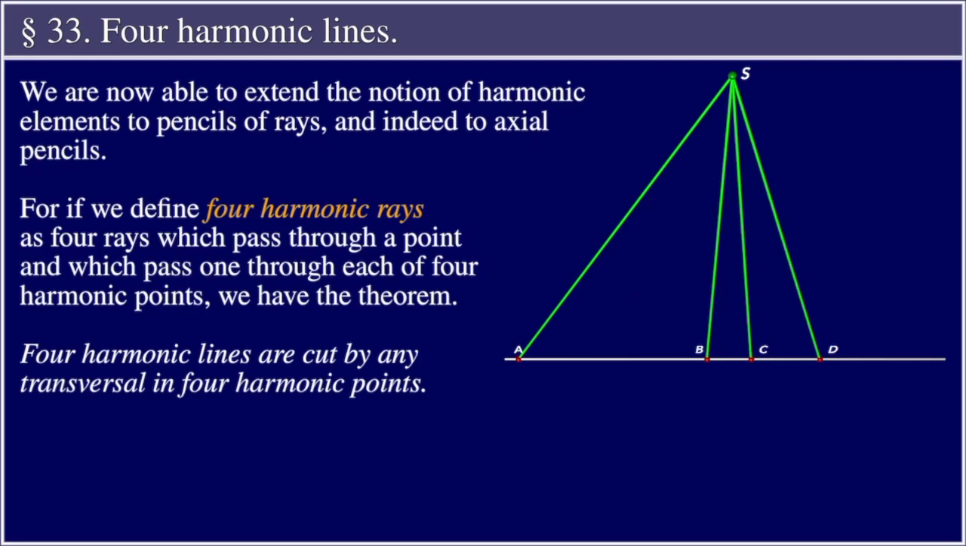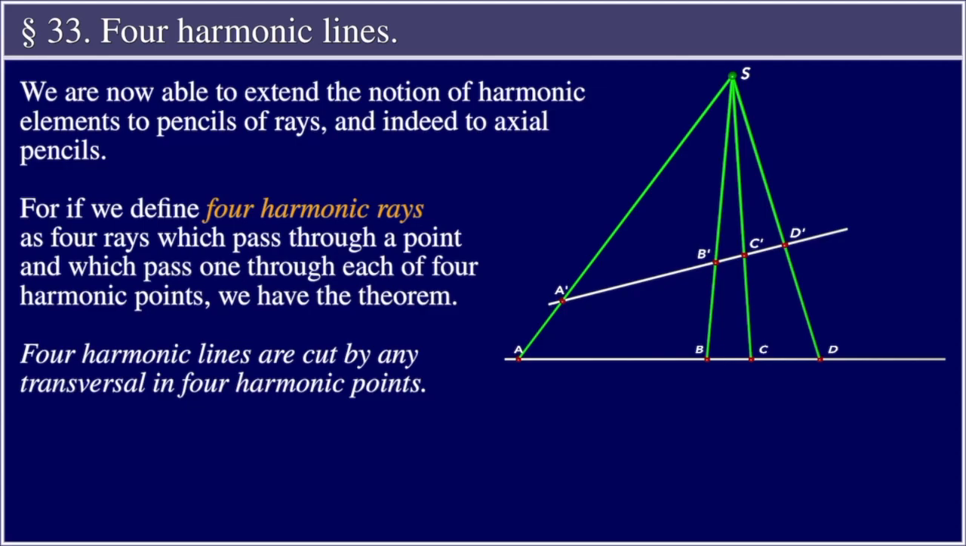We are now able to extend the notion of harmonic elements to pencils of rays, and indeed to axial pencils. For if we define four harmonic rays as four rays which pass through a point and which pass one through each of four harmonic points, we have the theorem. Four harmonic lines are cut by any transversal in four harmonic points.